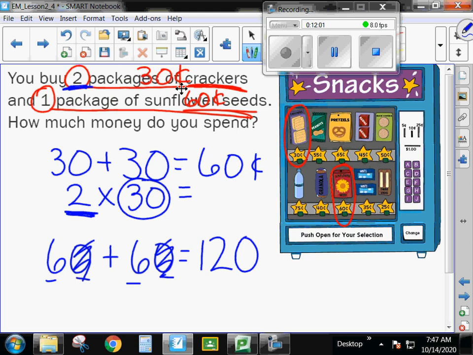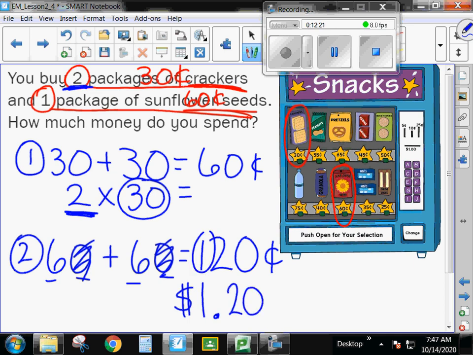Okay, so this problem took two steps. First, I had to figure out what two packages of crackers were, and then I had to put those two amounts together. Now, this is 120 cents, or you could write that 120 cents is the same thing as $1.20. Remember, 100 cents is a dollar.